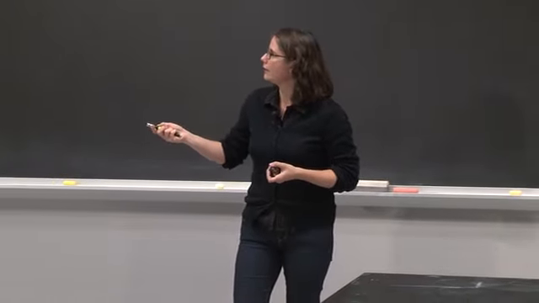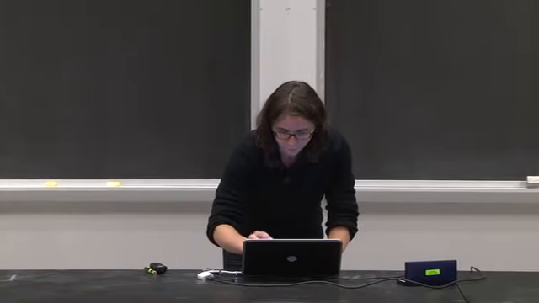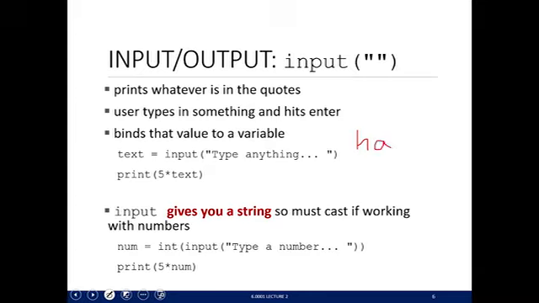In this line right here, whatever the user types in becomes a string, and we're going to bind that string object to this variable called text. Okay? So now further in my program, I could do whatever I want with this variable text. In this case, I'm going to print 5 star text. So if the user, for example, gave me ha, I'm going to print ha 5 times. If the user gave me 5, what do you think is going to be printed out? 25 or 5 times? Great. Yes, exactly. 5 times.